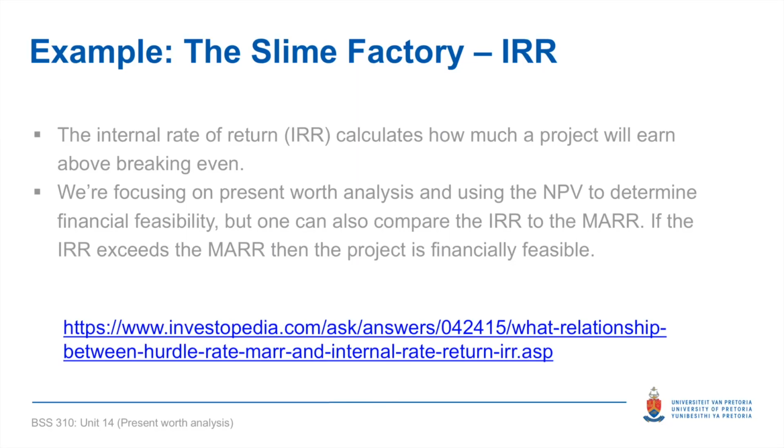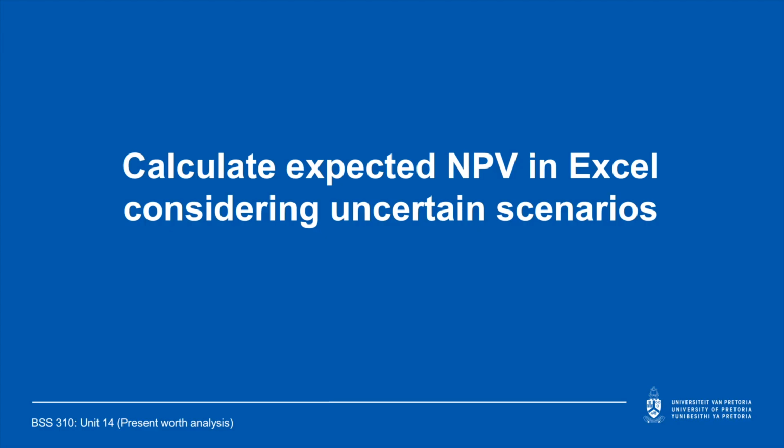We're focusing on present worth analysis to determine the NPV, and we then see whether the NPV is positive or negative to determine whether a project is financially feasible. But you could also compare the IRR to the MAR, as I've explained. If you click on this link, it takes you to a really good explanation of the hurdle rate versus the internal rate of return. If you're still not really clear on the concepts, I suggest that you go ahead and read that. Next, we're going to look at how we calculate expected NPVs in Excel when we have uncertain scenarios.